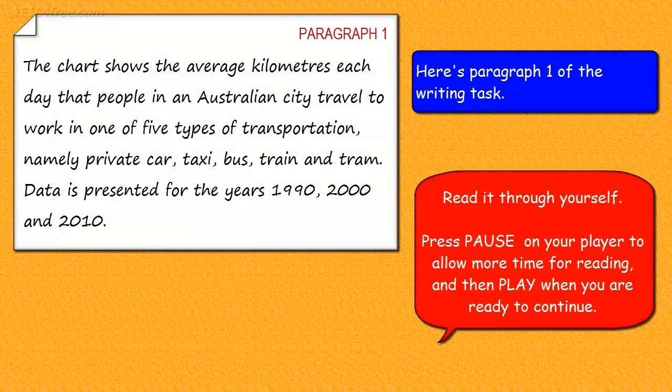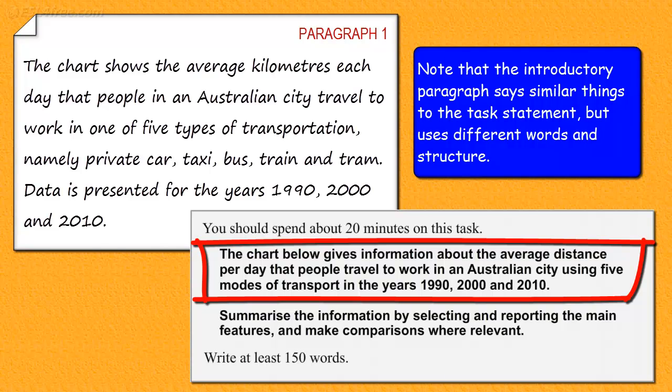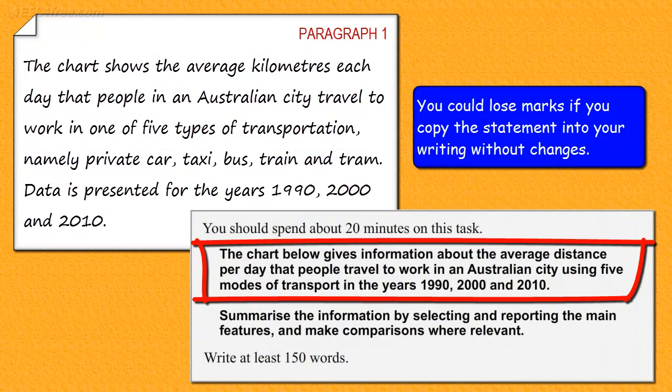Here's paragraph 1 of the writing task. Read it through yourself. Press the pause button on your player to allow more time for reading, and then play when you are ready to continue. Note that the introductory paragraph says similar things to the task statement, but uses different words and structure. You could lose marks if you copy the statement into your writing without changes.